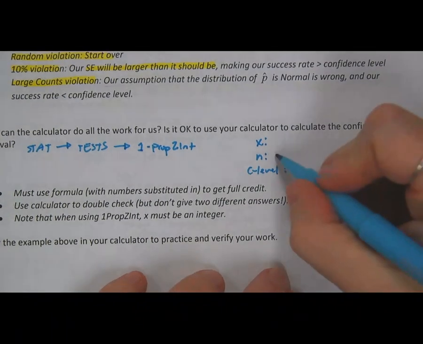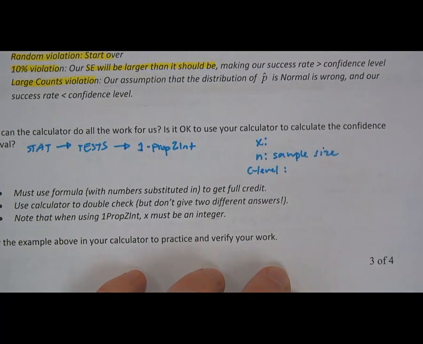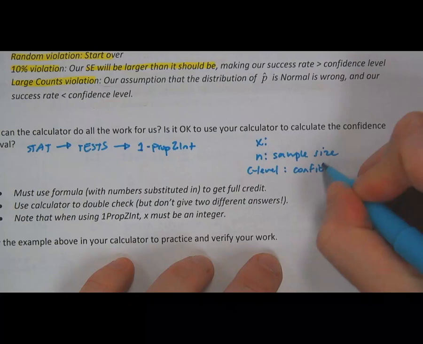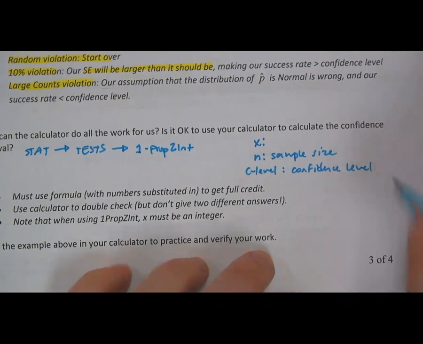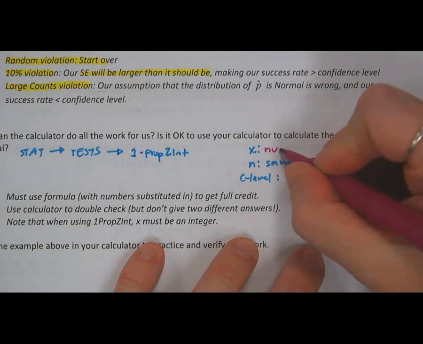N is always going to be sample size. It always has stood for sample size. You could probably figure out that C level is your confidence level that's given in the problem. Here's where people, this is why learning this extra step can be frustrating for some. X specifically is the number of successes, and it has to be an integer.